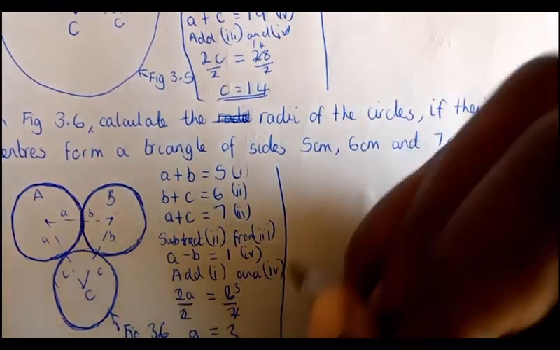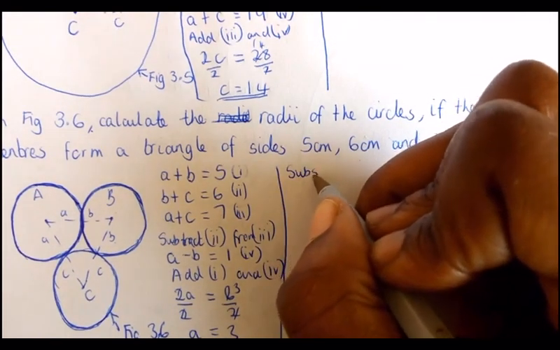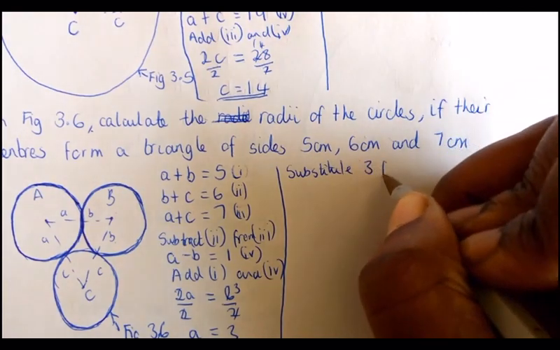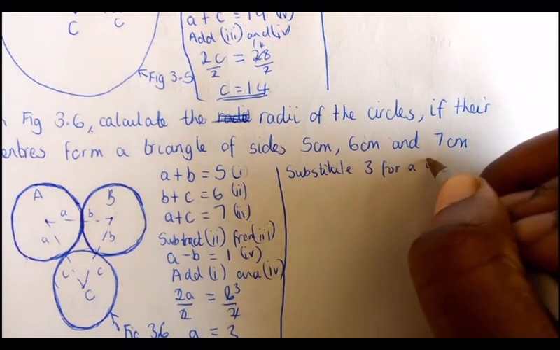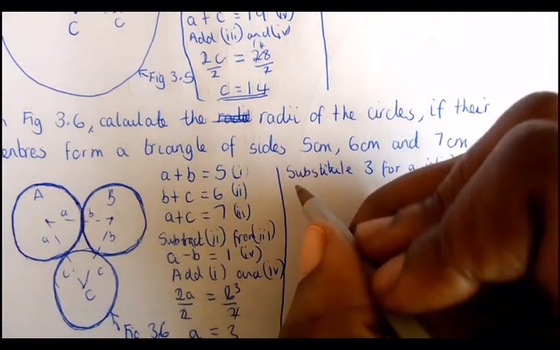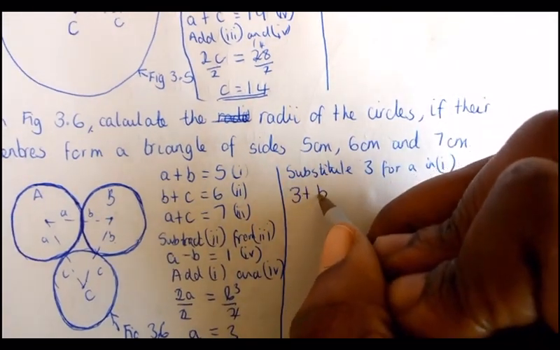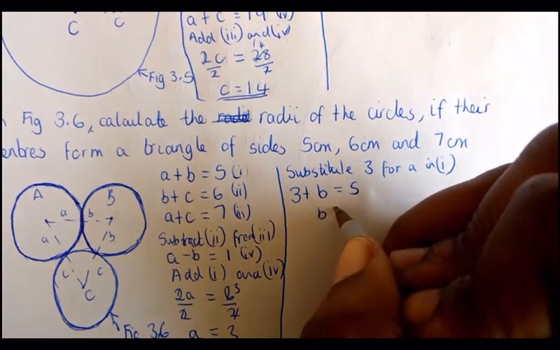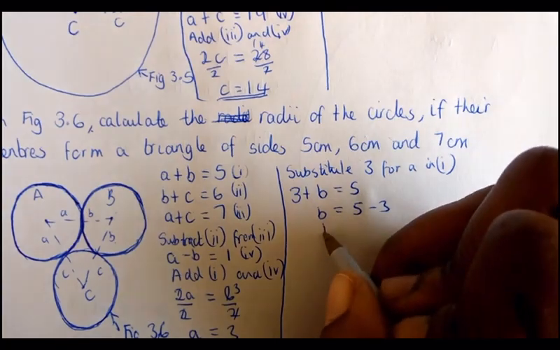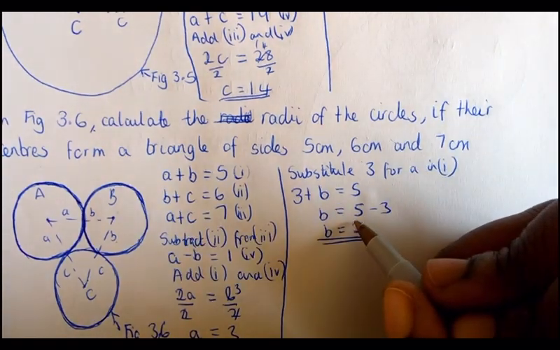Then the next thing, we substitute 3 for A in equation 1. Equation 1 says A plus B is equal to 5. It becomes 3 plus B is equal to 5. Therefore, B is equal to 5 minus 3. We have moved 3 to this side. B is equal to 2.